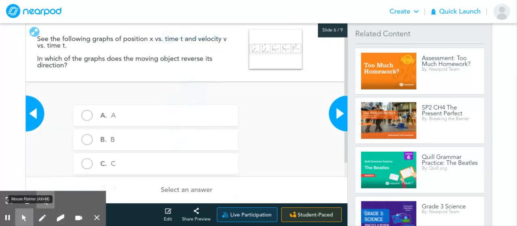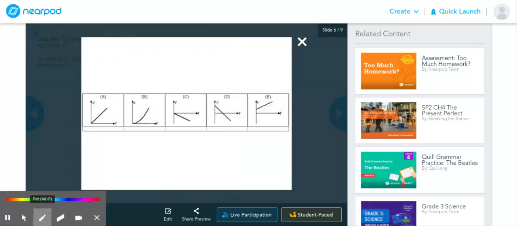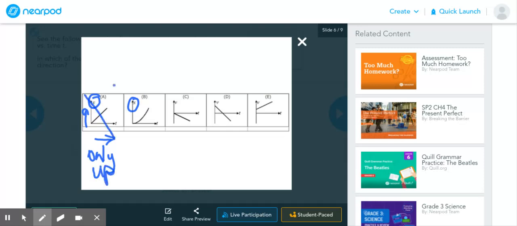Okay. So when does the moving object reverse its direction? We've got position time and velocity time. Let's look at the position time graphs first. We've got A and B as position time graphs. And we want to know, when does it reverse direction? That means as time goes to the right, what's happening with position. As time goes to the right, position only goes up here. This is only up. So this one can't be correct. Next one, as time moves to the right, the position only goes up. It's only up.